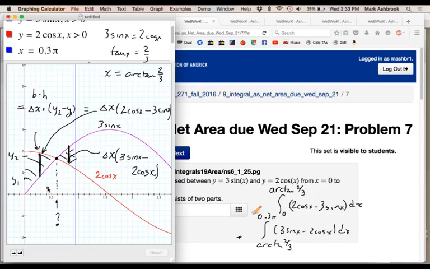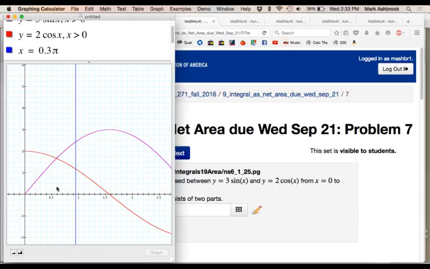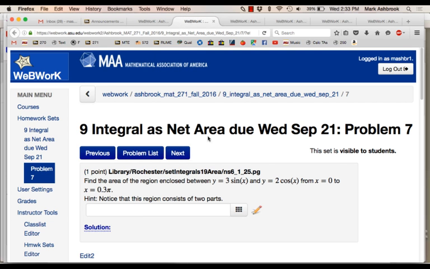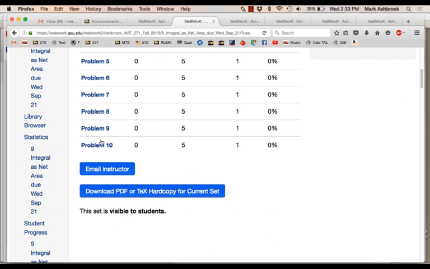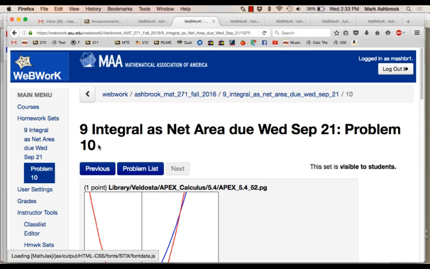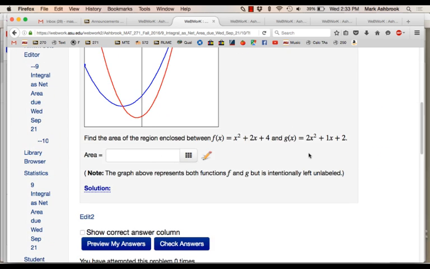Last chance on this one. Okay, last one is, I think, the last one. Yeah.